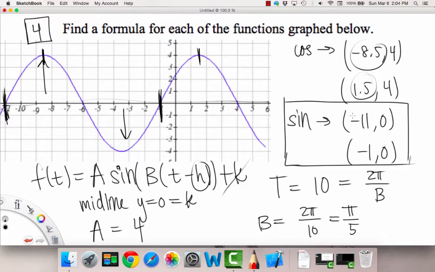Because our sine graph starts at negative 11, 0, we went 11 to the left. But that's kind of far, and it would be the exact same thing to say that we just shifted 1 to the left, because technically, another sine cycle starts here. So it doesn't really matter where you actually start. So h, we could say that's actually equal to negative 1, just so we don't have to deal with an 11. Okay, so let's take all of this information and put it together on the next slide.